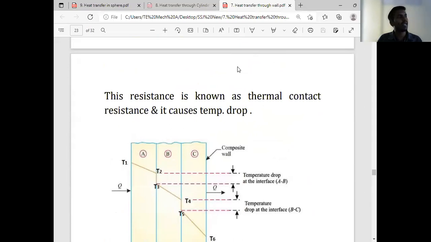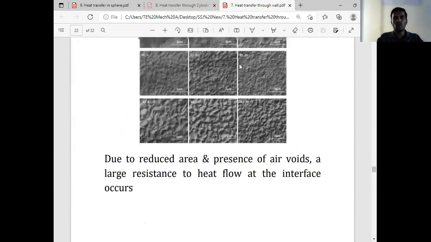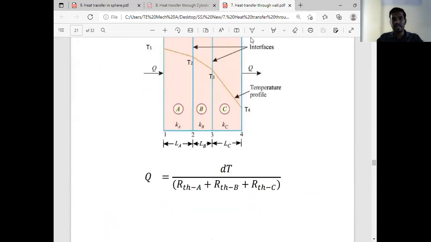Okay, so tell me what we have covered. The first point was the composite sphere. After that, log mean area for the cylinder, then log mean area for the sphere, then one problem related to the composite sphere, then thermal contact resistance, and one problem related to thermal contact resistance. Okay, so in the next lecture we have to start the critical radius of insulation. There is still a lot left in the first topic, critical radius of insulation. That part we have to discuss in the next lecture.